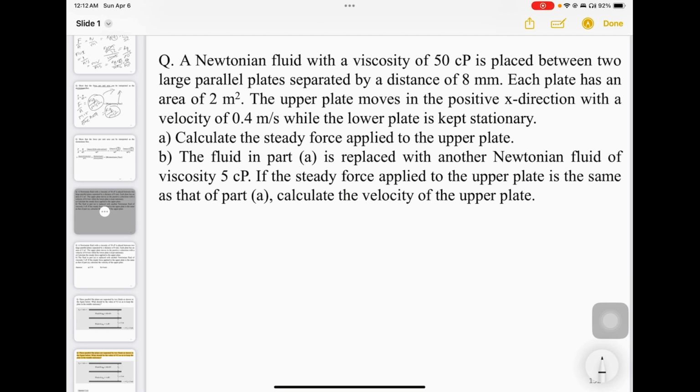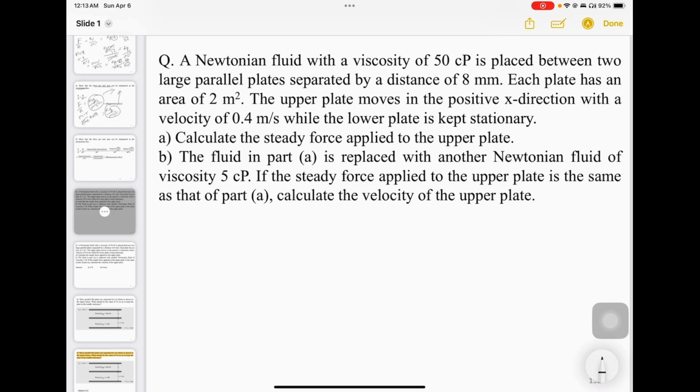A Newtonian fluid with viscosity of 50 centipoise is placed between two parallel plates, separated by a distance of 8 mm. Each plate has an area of 2 meters square. The upper plate moves in a positive x direction with a velocity of 0.4 meter per second, while the lower plate is kept stationary. We have to calculate in part A the steady force applied to the upper plate. Part B, the fluid in part A is replaced with another Newtonian fluid of viscosity 5 centipoise. If the steady force applied to the upper plate is the same as that of part A, calculate the velocity of the upper plate.